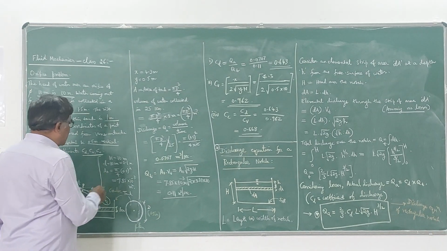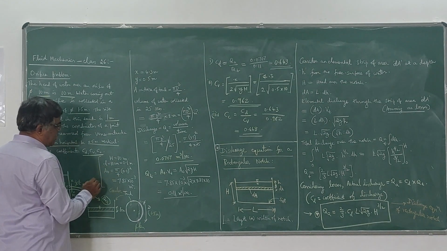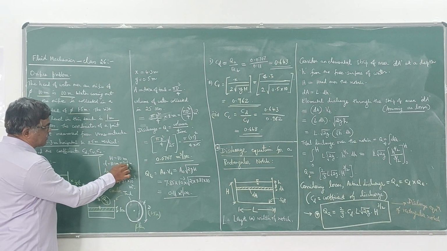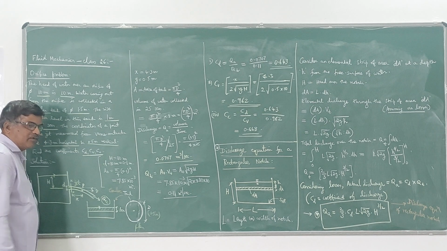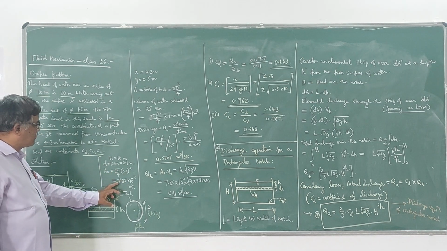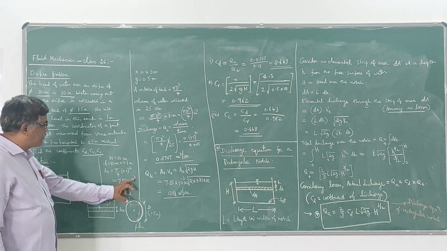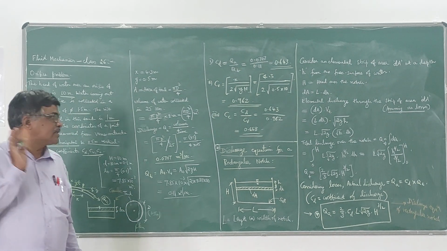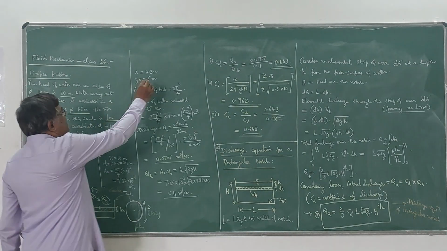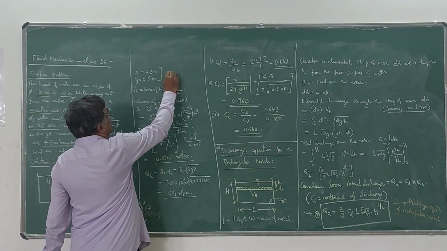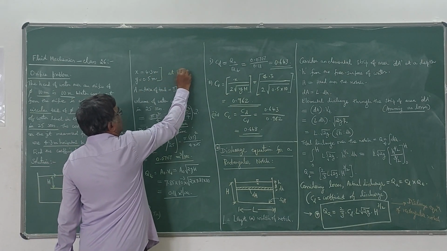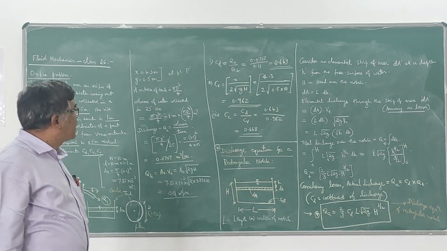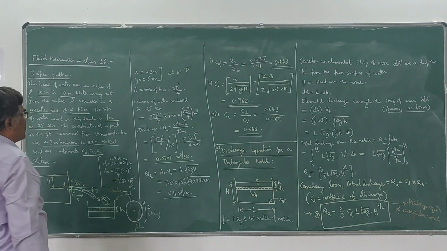Now, let us write the data. So H has given 10 meters, constant head over the orifice. Diameter of the orifice 10 cm is 0.1 meter. You can find out the area of the orifice, A0 equals pi d square by 4, which comes out to be 7.85 into 10 power minus 3 meter square. Everything should be in meters and seconds. Now for point P on the jet, the coordinates x and y are given as 4.3 meter and 0.5 meter.